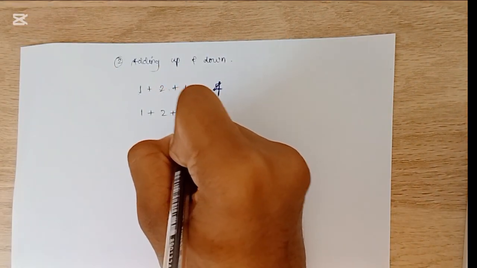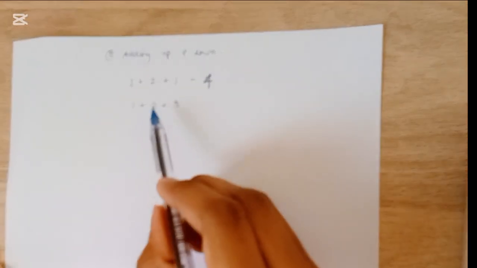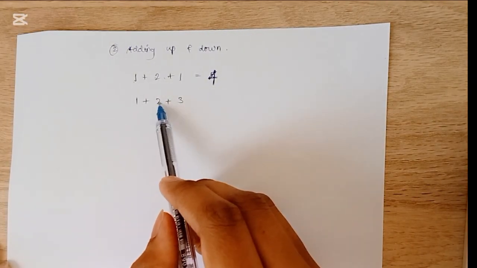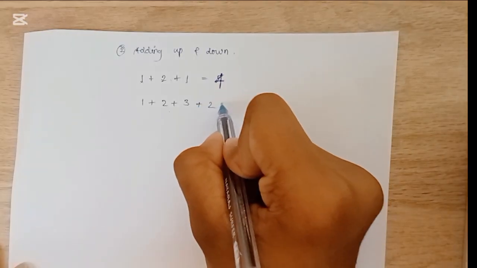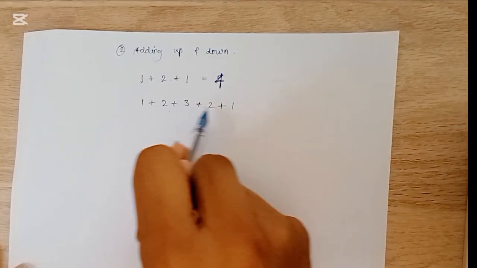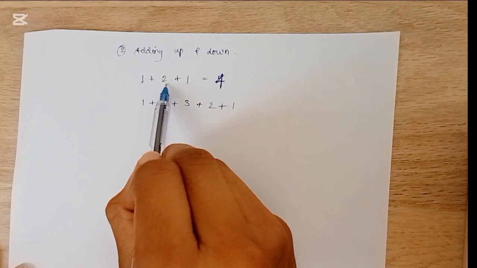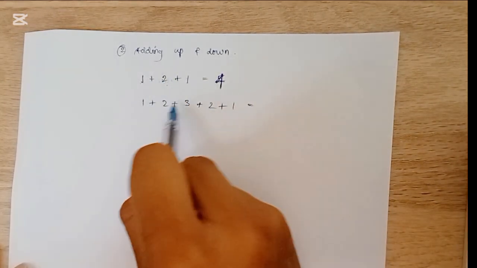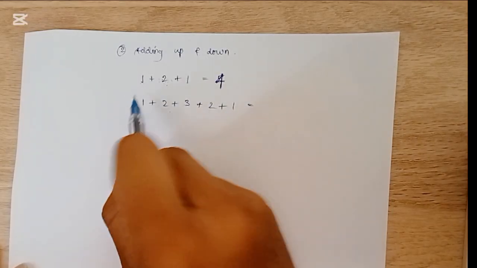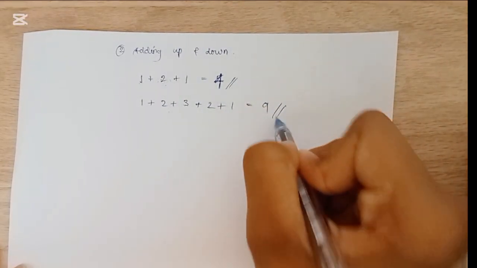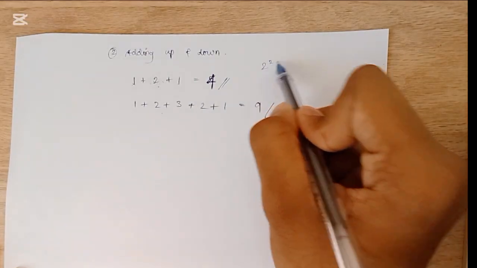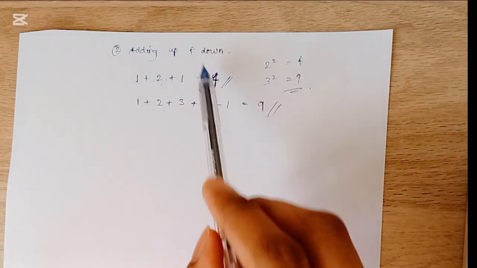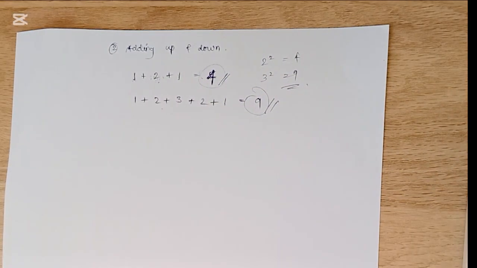Now you create a pattern, that is 1, 2, 3. So the last digit is 3. Now check what are the numbers before 3. 2 and 1, right? So add those numbers again. That is, see, 1, 2, 3, 2, 1. Or 1, 2, and then the number before the last digit, 1. So you add it with 1. So this will give you 9. Now you look here, just like before, you're getting square numbers, right? Because 2 square is 4, 3 square is 9. So that means when you add up and down, you'll also get square numbers.